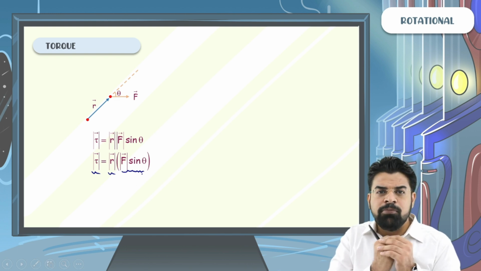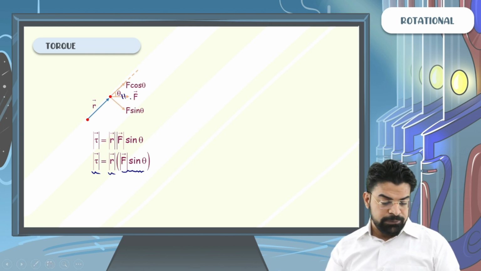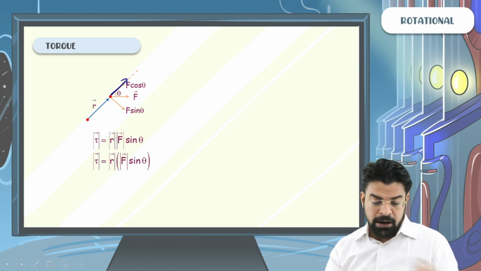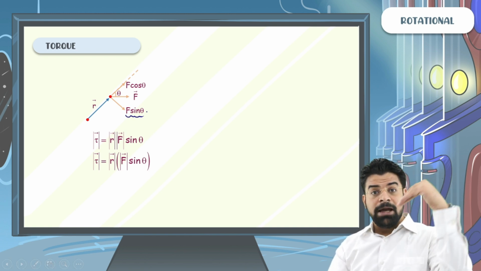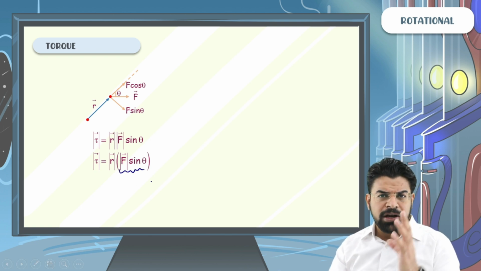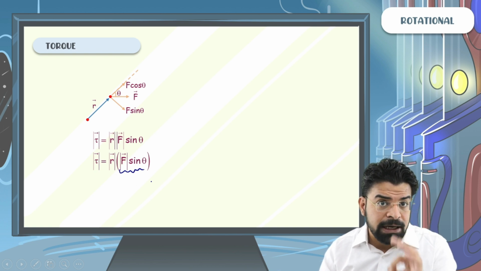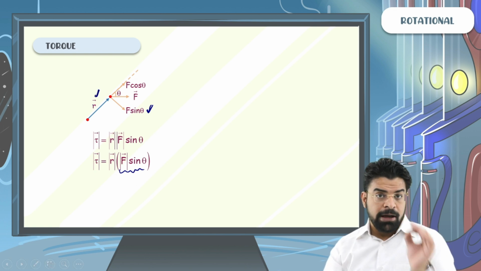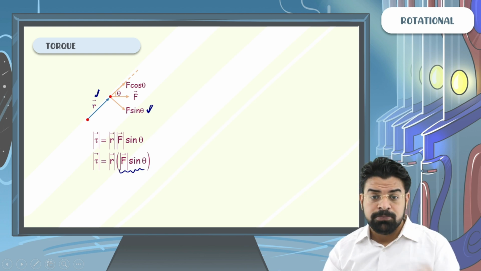Now what is the meaning of the magnitude of F sine theta? You can break down this vector into two components. The component along the position vector R will be F cos theta, and the component perpendicular to the position vector will be F sine theta. So the magnitude of F sine theta represents the component of force perpendicular to R.